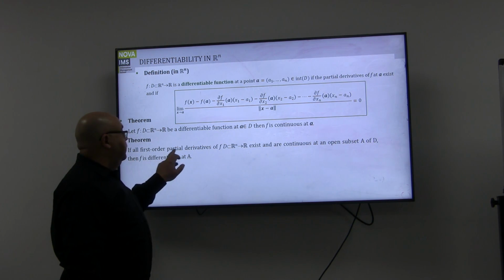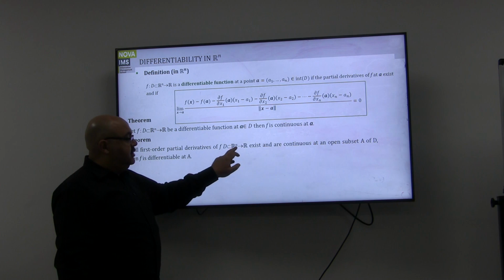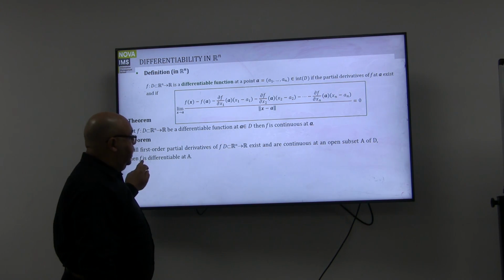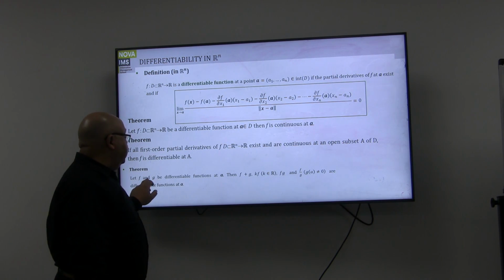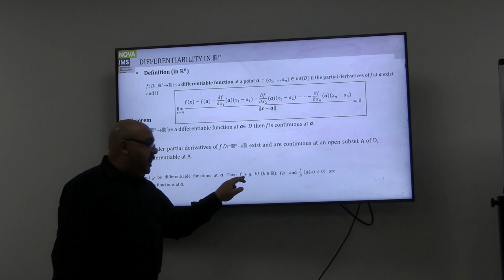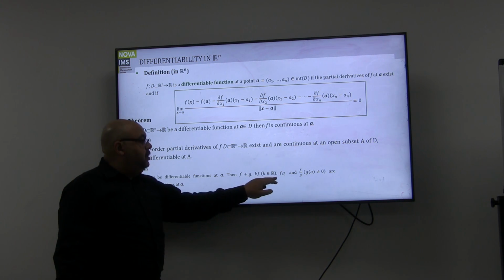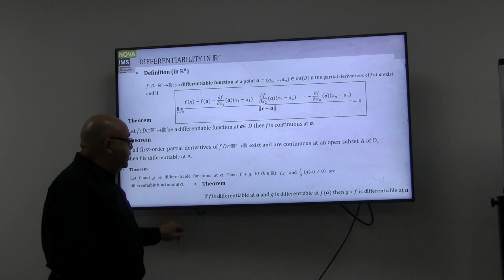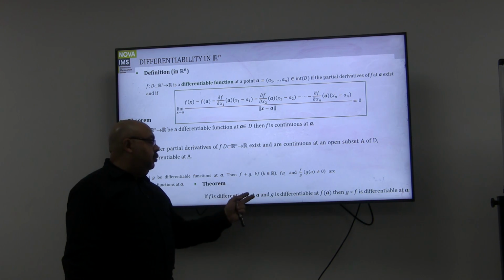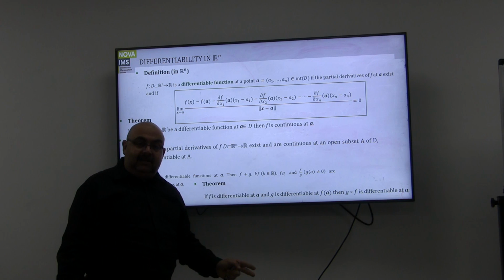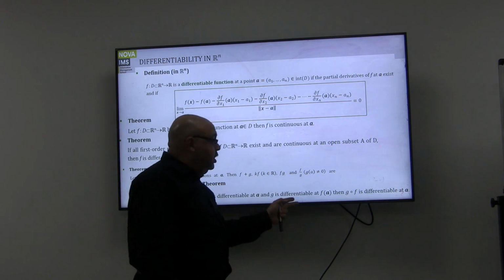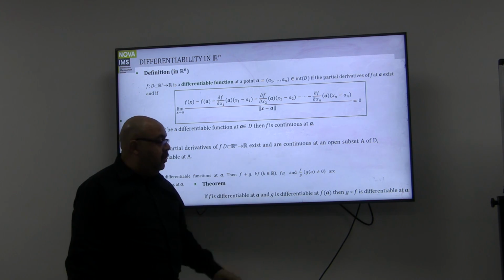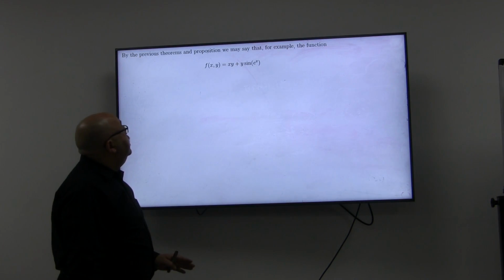If all first order partial derivatives of f exist and are continuous at a certain point, then f is differentiable at A. If f and g are differentiable functions at A, then the addition, the multiplication by a scalar, the multiplication of two functions, or the division are also differentiable at this point. If f is differentiable at A and g is differentiable at f of A, then the composition is differentiable, which means g composed with f is differentiable at A, as you can see.